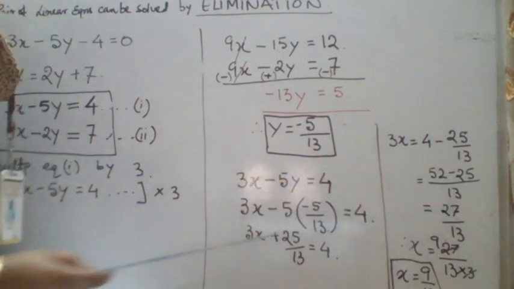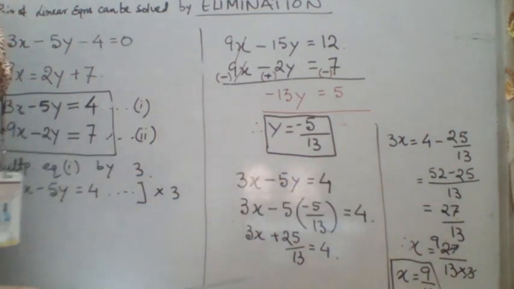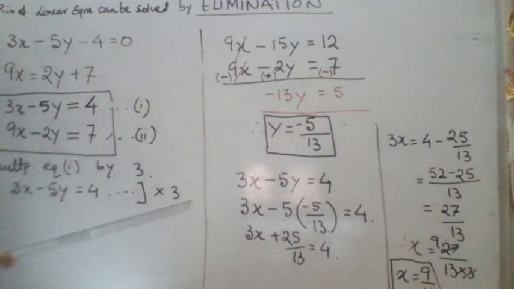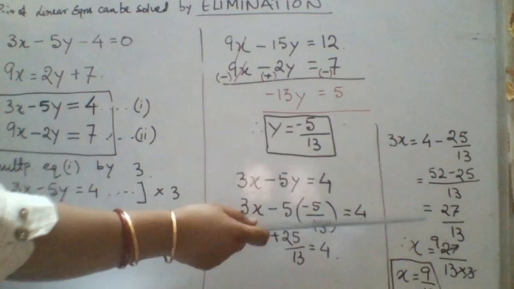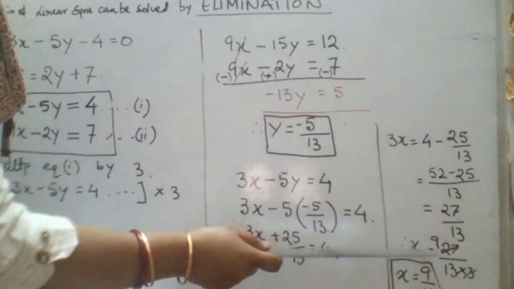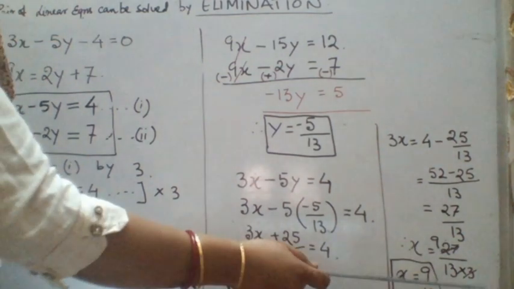LCM is 13. 4 into 13 is 52. Then this is minus 25. 52 minus 25 is 27 upon 13. 27 upon 13, this one. Now this is 3x, this is 3x. So this is again divided by 3. It goes to the other side, that is divided by 3.